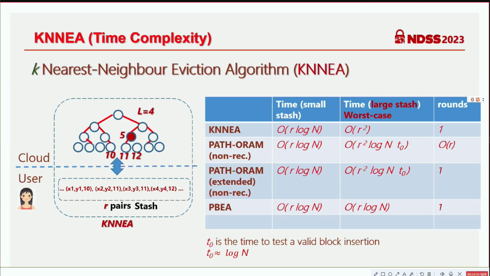The second is the non-recursive PATH-ORAM. The third is the non-recursive multipath ORAM. We add an additional loop to the original algorithm, and it can outperform PATH-ORAM when the stash is large. However, KNEA does not address the large stash problem completely. We should use PBEA to further address it.